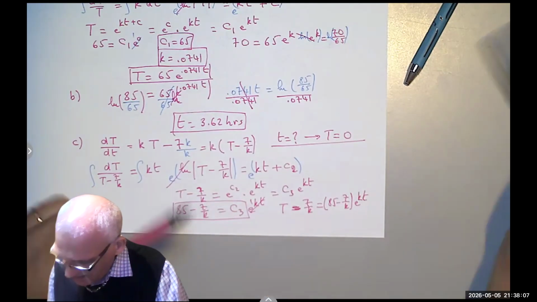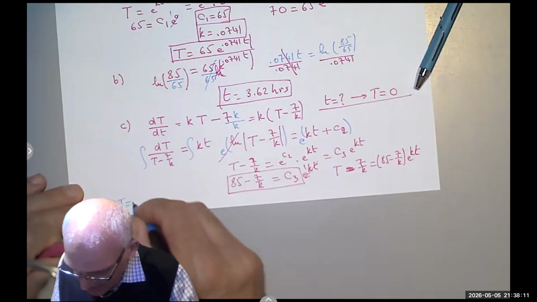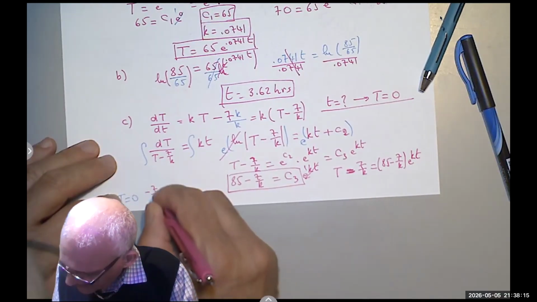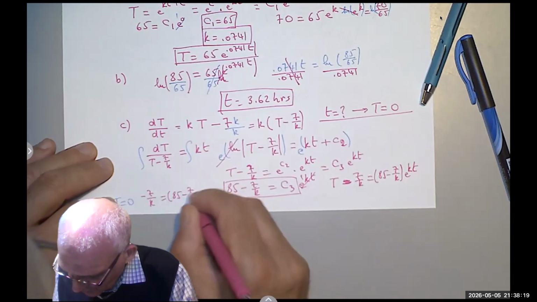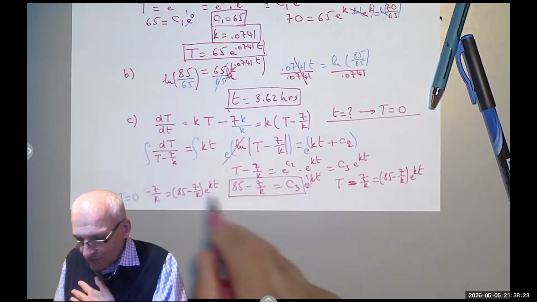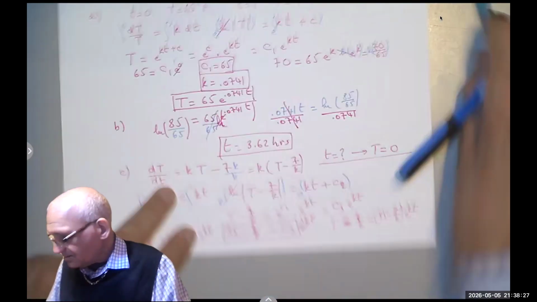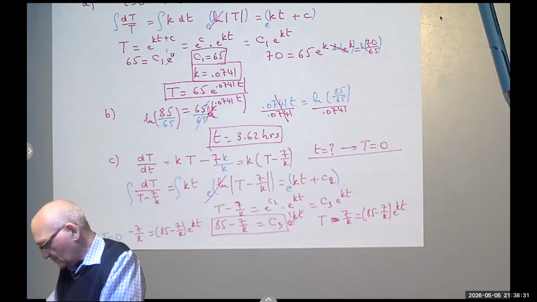So I would say at t equals 0, the left-hand side would be negative 7 over k. The right-hand side is 85 minus 7 over k, times e to the kt. So in order to solve for t, first of all, I will divide. So maybe we get a new paper so it won't be confusing to you.